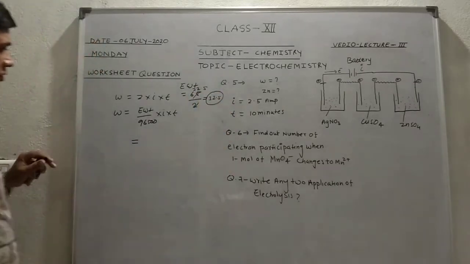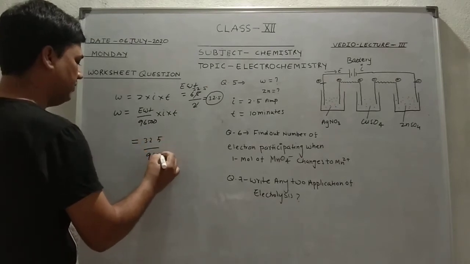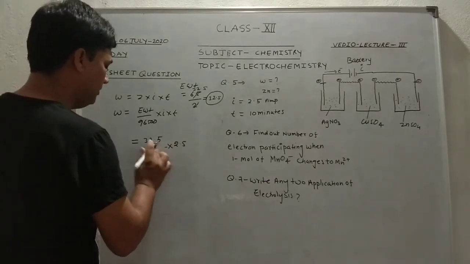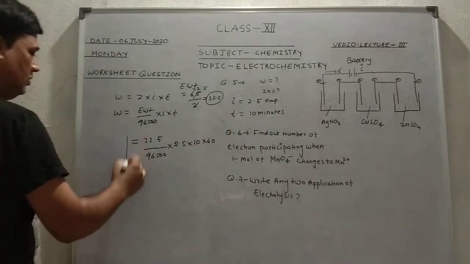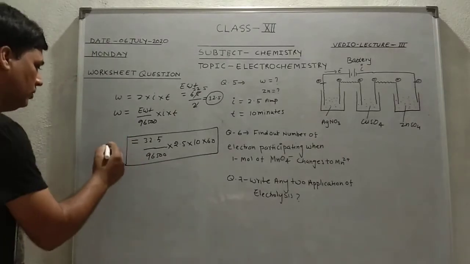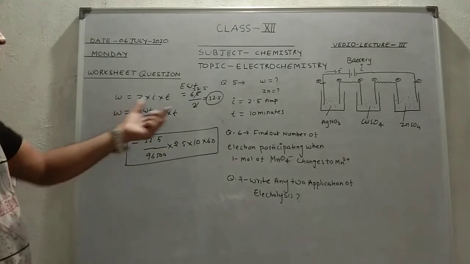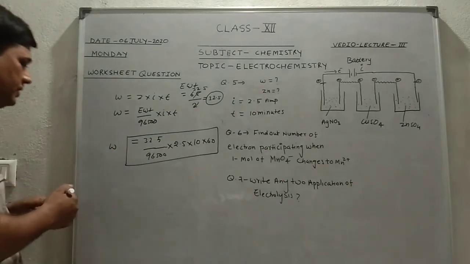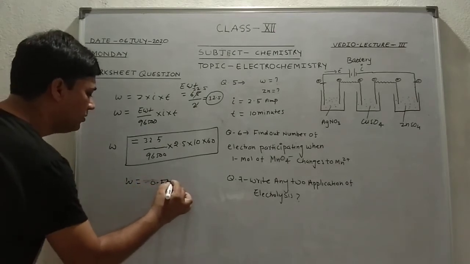is 32.5. So 32.5 divided by 96500 into I, which is equal to 2.5, into 10 into 60. With the help of this formula, we can calculate W. So the amount of zinc deposited at a particular electrode can be calculated. W is equal to the answer. It may be 0.5 gram.